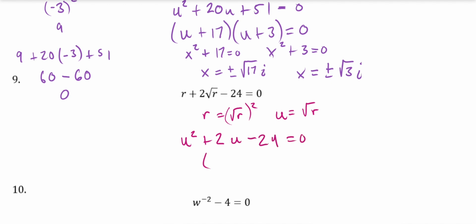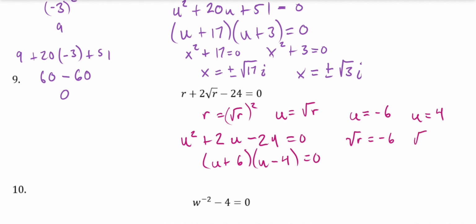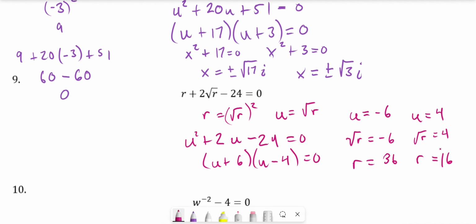This gives me that u plus 6 times u minus 4 are my factors, and setting each equal to 0, I get u is equal to minus 6, or u is equal to positive 4. But now reversing my substitution, I wind up with the square root of r equal to minus 6 and the square root of r equal to 4. Squaring both sides, I wind up with r equal to 36, and squaring both sides here gives me 16. But we have to check to make sure that our equation actually works before we check this out for one answer.